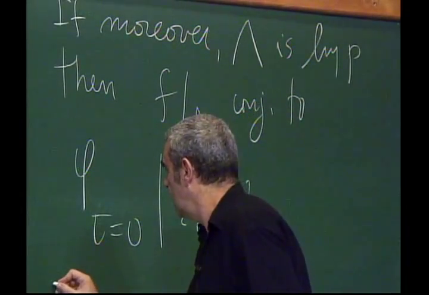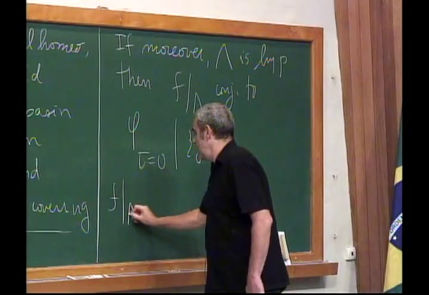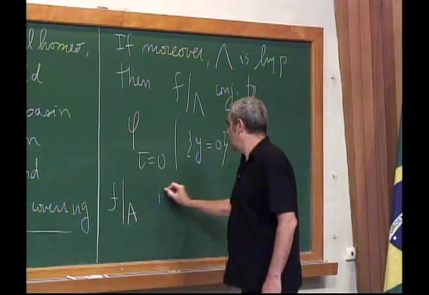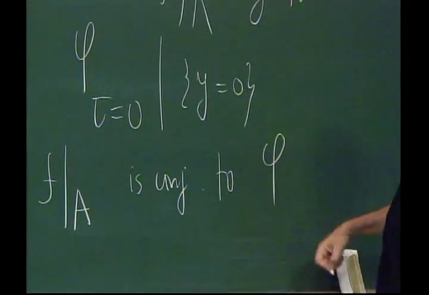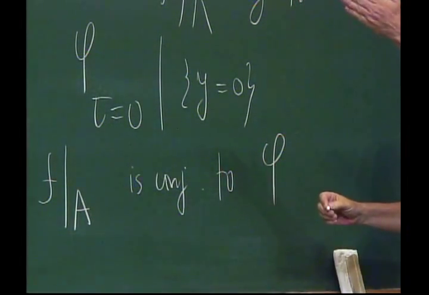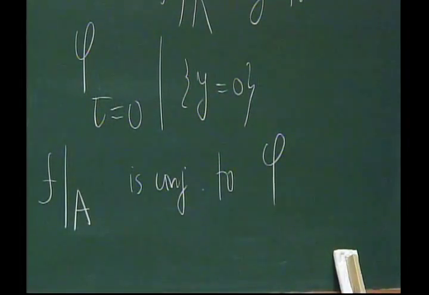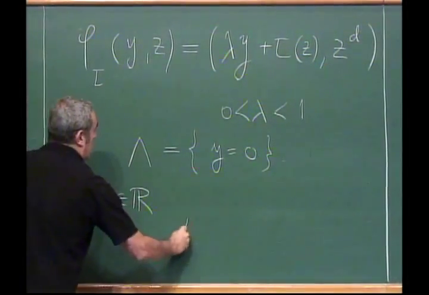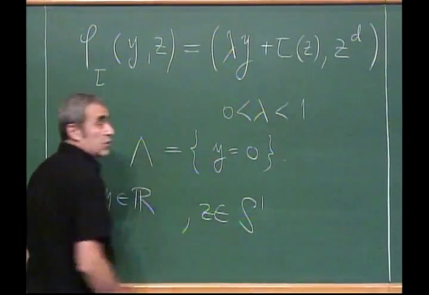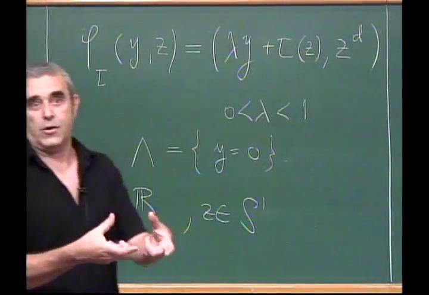Is it true that F restricted to the immediate basin is conjugate to phi, defined in its domain, that is an annulus? The domain of phi is y in R, z in S1. I'm sorry, okay, this is an annulus. So you can ask this question. The restrictions to the attractors are conjugate.